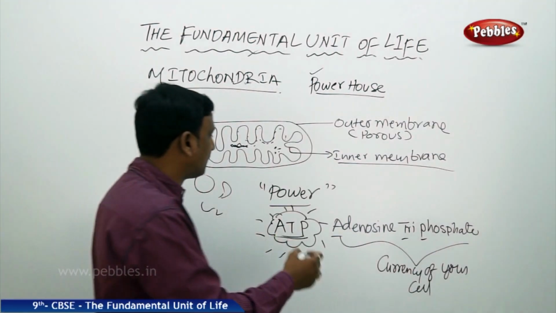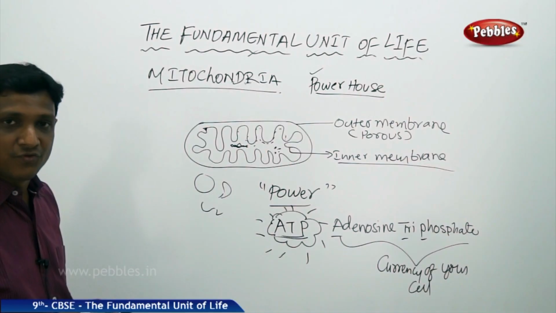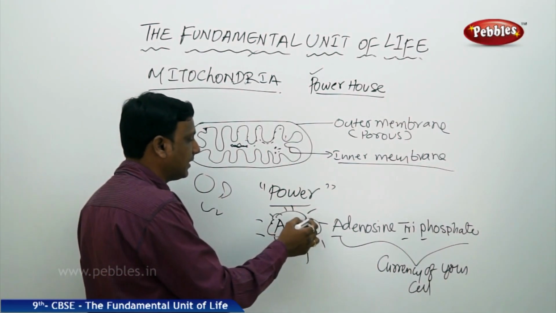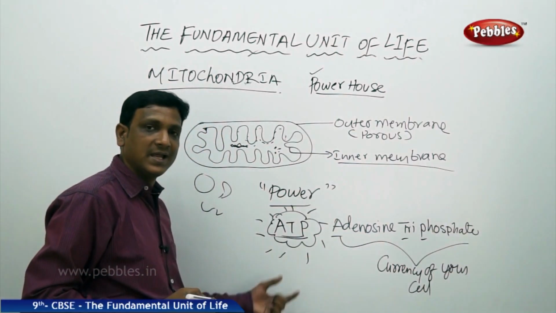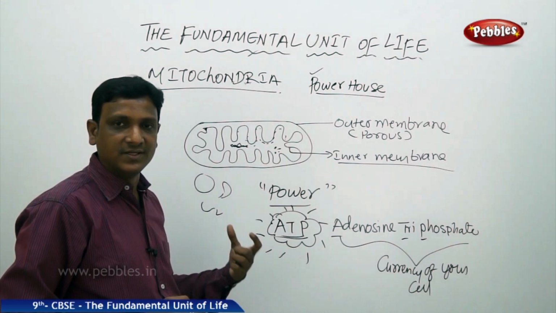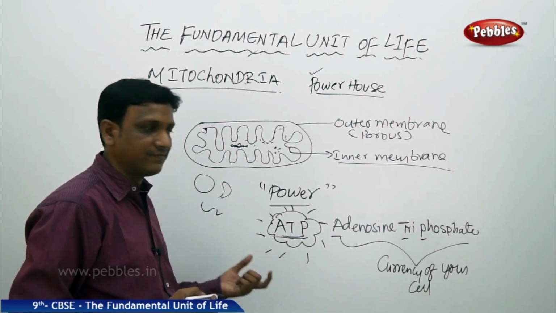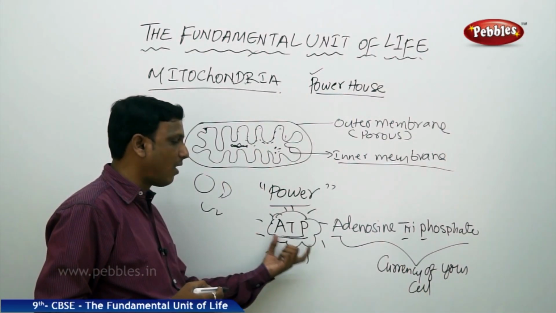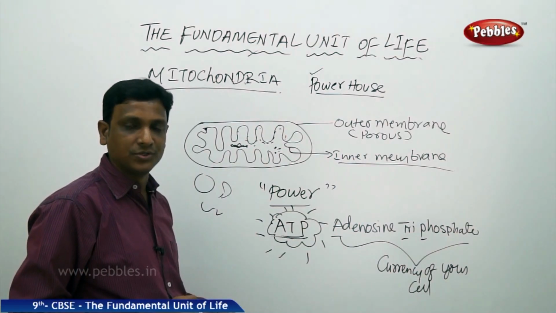And if you look at its function, the main function is to generate power. In which form? In the form of a chemical molecule called ATP, that is adenosine triphosphate, which is called the currency of our cell, because ATP is very essential for every reaction, whether it is a chemical reaction or any kind of mechanical movement. So for that, energy is needed in the form of ATP. That kind of ATP is generated in the mitochondria.